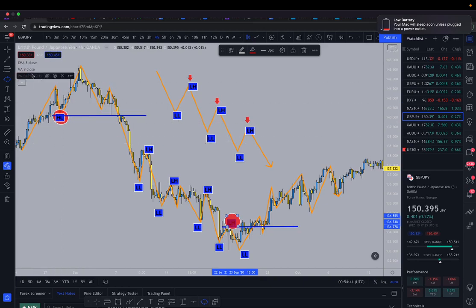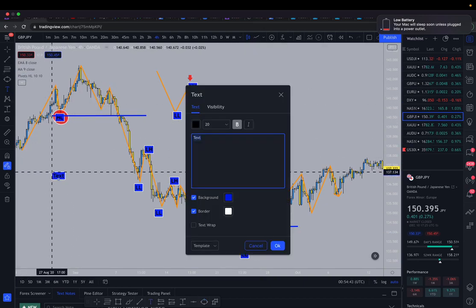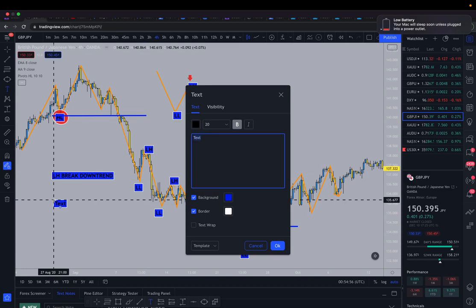So again, just to make sure that we're clear, lower highs break a downtrend, and higher lows break an uptrend.